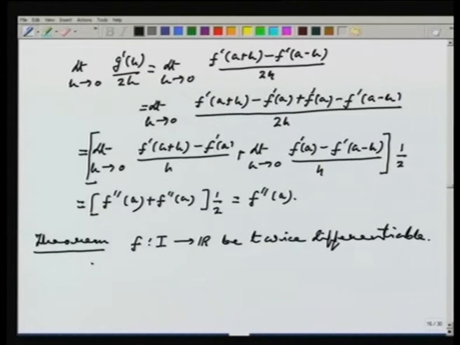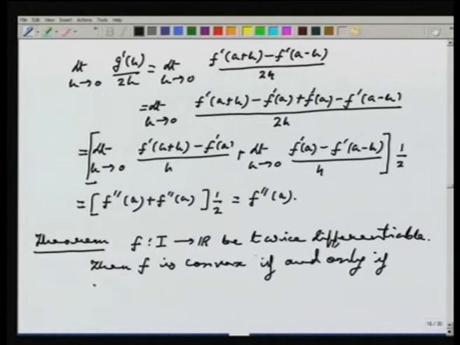Then f is convex if and only if f double prime at every point of the interval I is bigger than or equal to 0. Well, right now we are in a position to prove only one part of the theorem.